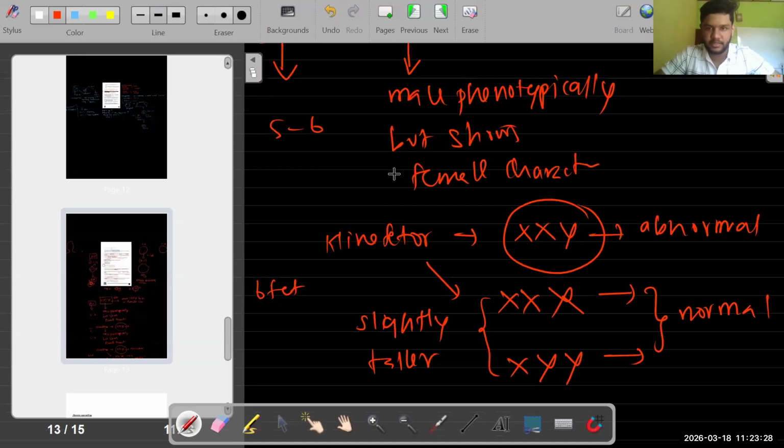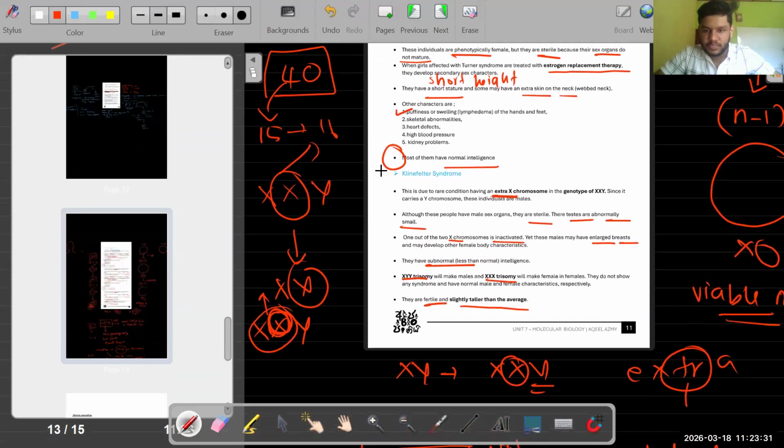clear? Okay, perfect. So just go through this Klinefelter syndrome part and let me know, do you have any doubts here?